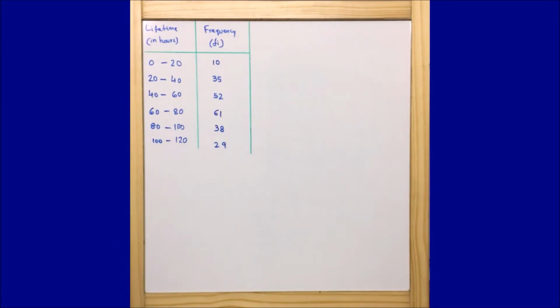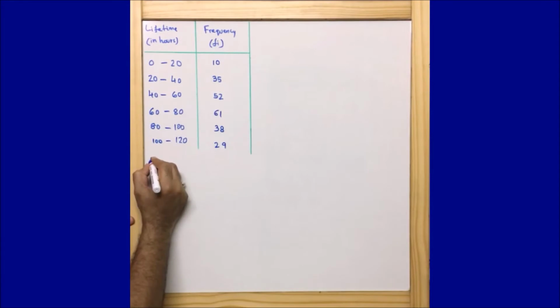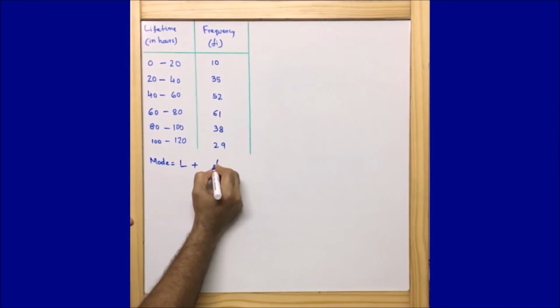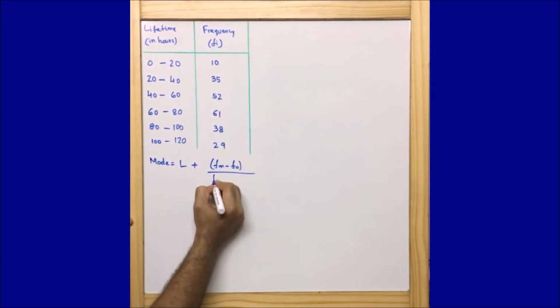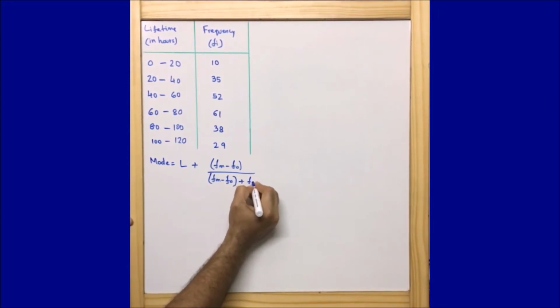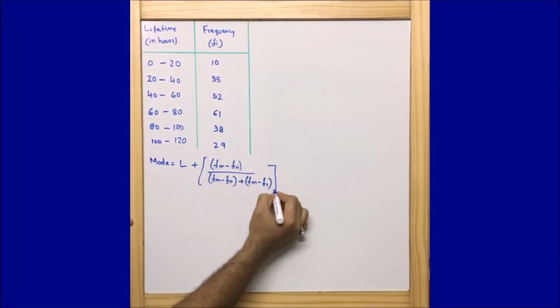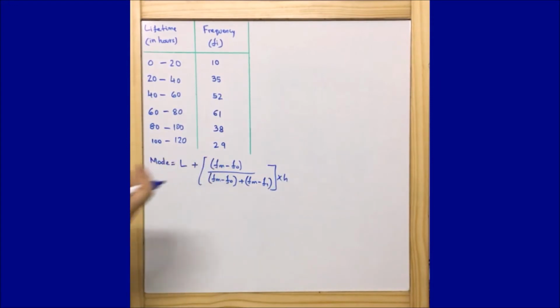Let us first of all write down the formula for the mode. Mode formula is nothing but mode is equal to L plus (Fm minus F0) upon (Fm minus F0 plus Fm minus F1) into H. This is the formula for finding out the mode. Now let us see what these values are. Let us first determine the values for each of these variables in our formula.